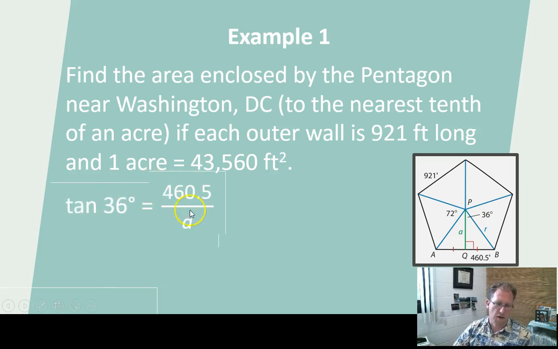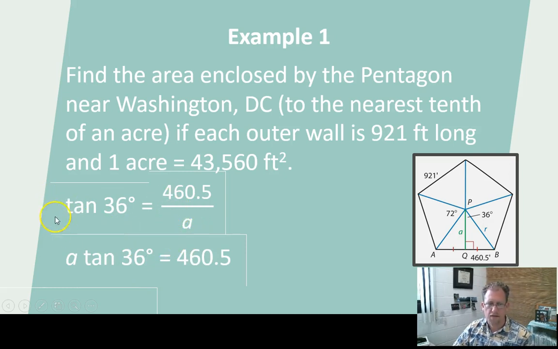So here we go. Tangent of 36 degrees, opposite over adjacent. I bring the a over here, right? I get it out of the denominator. So a times the tangent of 36 equals this. Then I can divide to isolate a by itself. 460.5 divided by the tangent of 36 will give me the apothem.